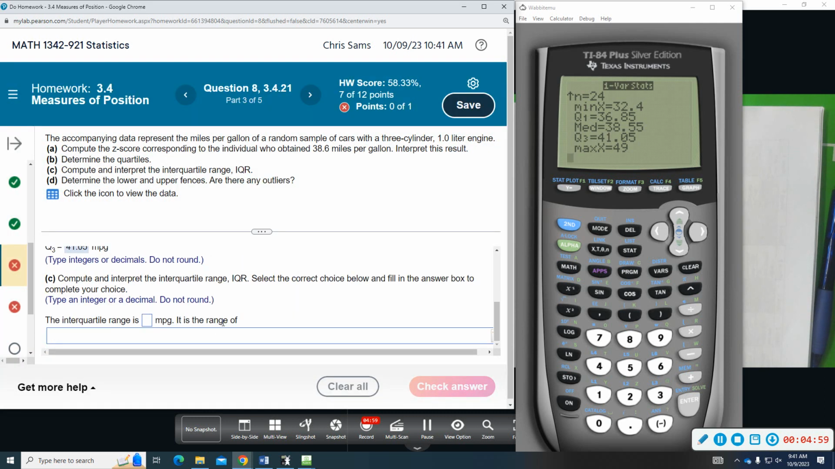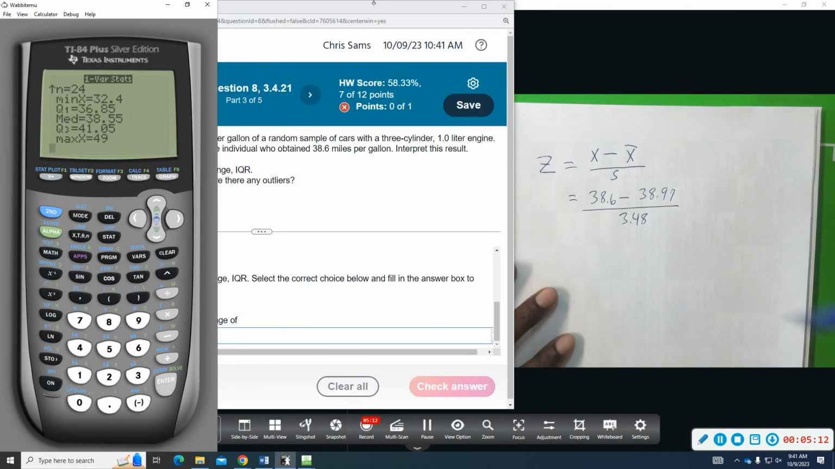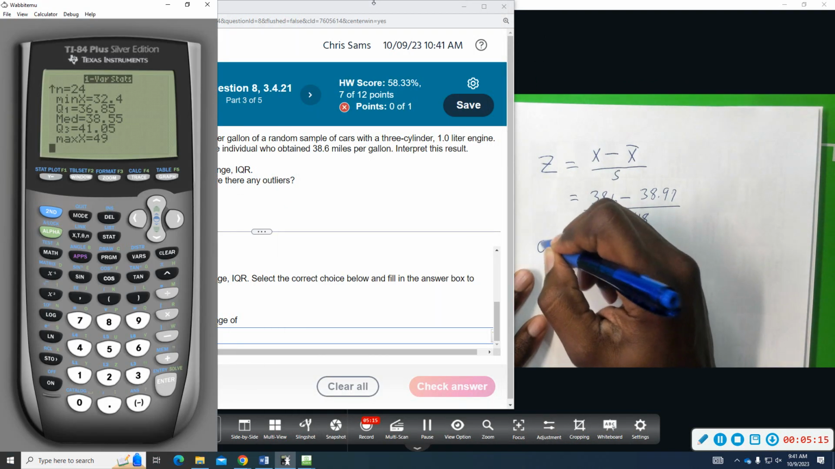All right, the interquartile range is going to be the measure from the median to Q1. You're going to subtract those two. So let me write down the rest of these. So we got Q1.